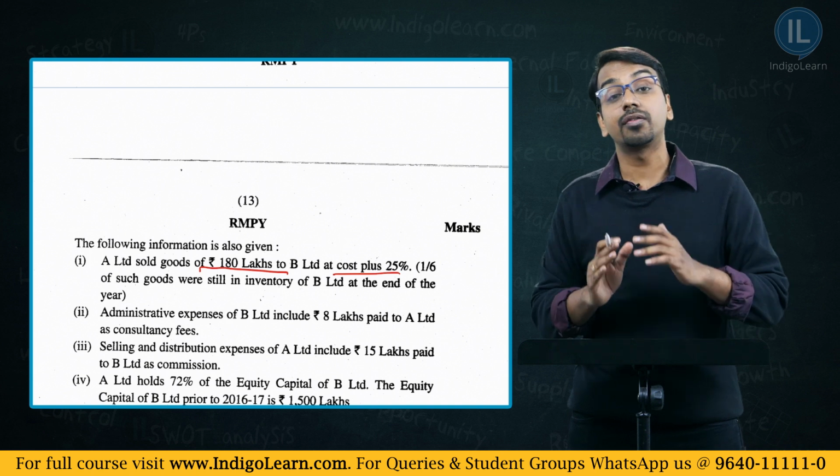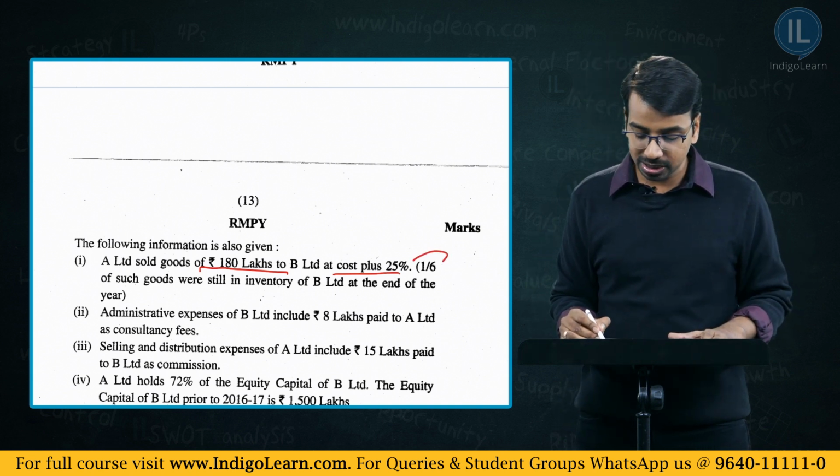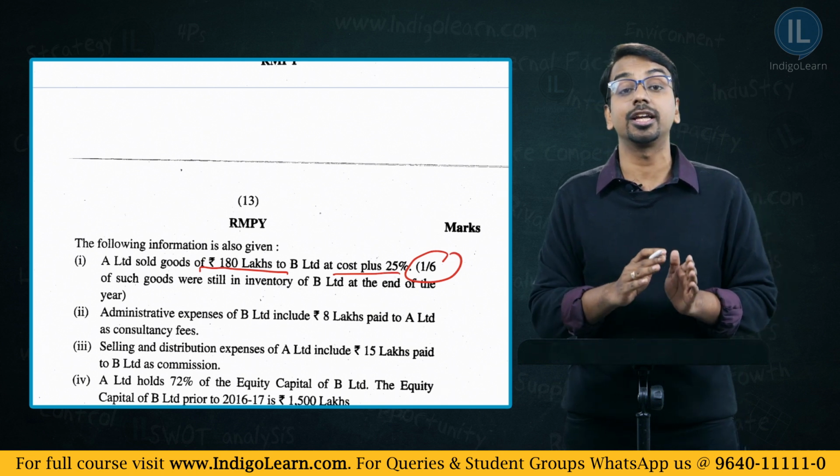So how do you solve this? If cost is 100, profit is 25, selling price is 125, and 1/6 of such goods were still in inventory of B Limited.